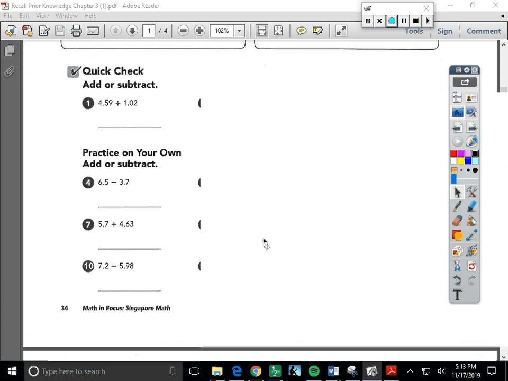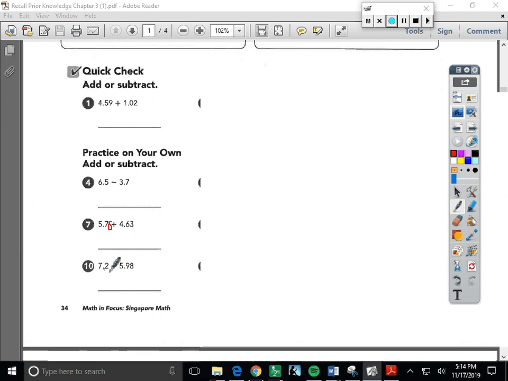But looking ahead at number 7, do you see how we could have a problem? There's one number preceding the decimal in front of both numbers. But behind the decimal, here I have one place value, and in the next decimal I have 2. For that reason, I might have to use a placeholder behind this 7. I might want this to say 5 and 70 hundredths plus 4 and 63 hundredths.